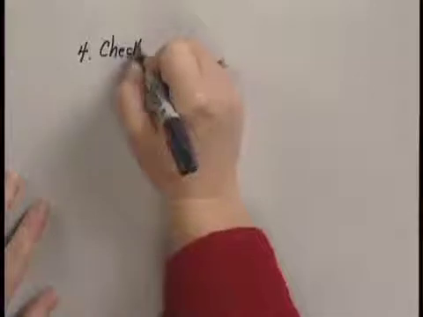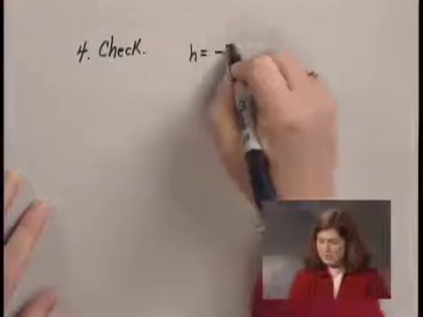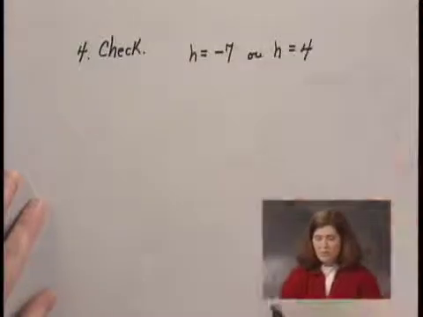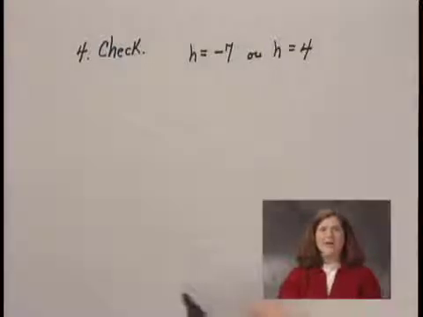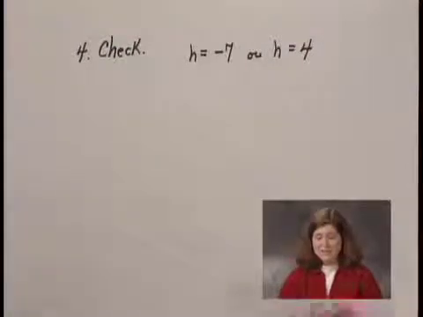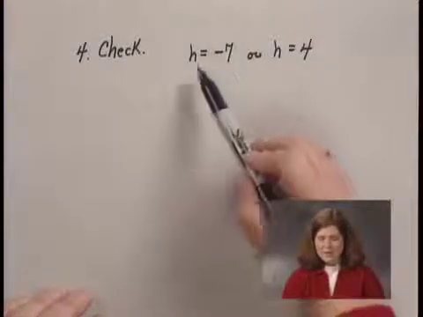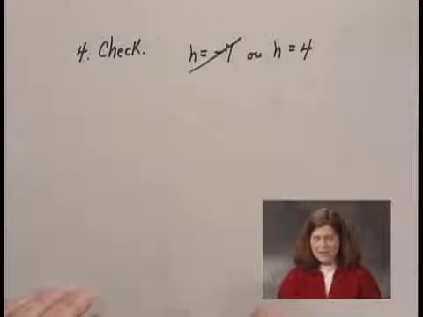I had as possibilities h equals negative 7 or h equals 4. Before I would think about checking these in the area, I need to think, what am I dealing with? I'm dealing with a triangle with dimensions, with lengths and heights of base, and a negative number doesn't make sense in that context. So this one I don't even have to check because a negative number wouldn't make sense.